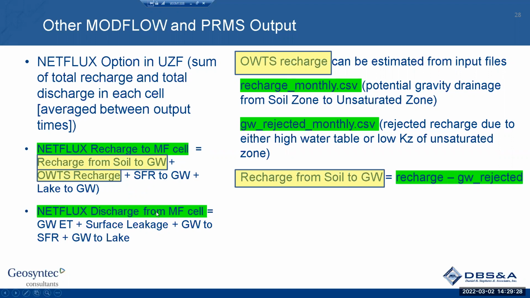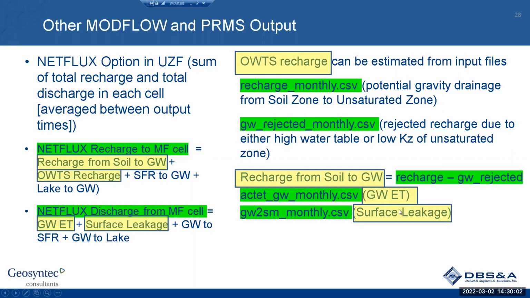So the same can also be done for net flux discharge. The net flux discharge is the sum of ET plus surface leakage plus these two terms here. And we have a PREMS output file called ACT-ET groundwater, which is basically the ET in each month in each model cell. And we have this as the surface leakage. So again, if the cell is not an SFR cell, not a lake cell, then we calculate these two terms from PREMS output, and we can compare it with the net flux discharge from MSFlow cell. It should be exactly the same: the number reported here and the sum of these two numbers.